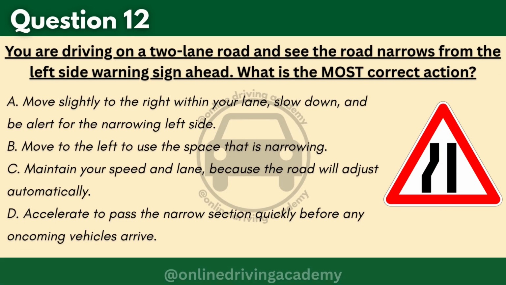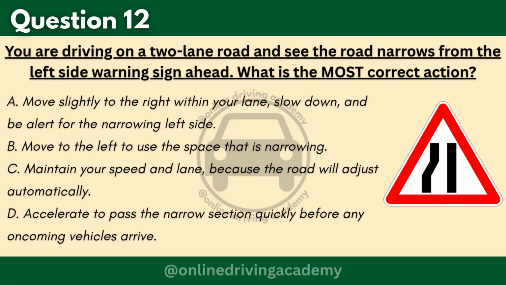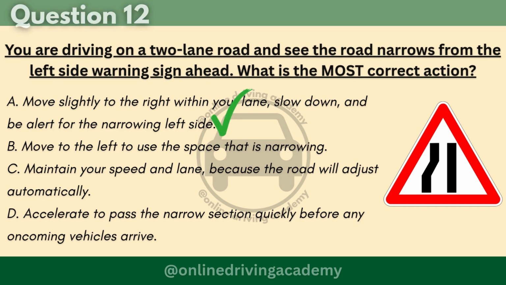In terms of question 12, this is going to be the same as the previous question. The only difference is that now the road is going to narrow from the left side. That means that if the road is going to be narrowing from the left side, you need to now move towards the right side of your lane. You need to slow down and you need to be alert for the narrowing left side. Therefore, option A would be your correct answer.